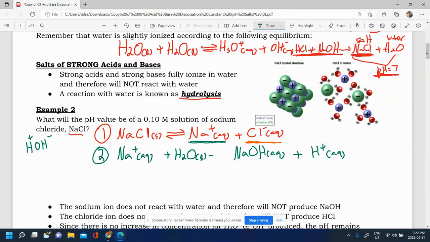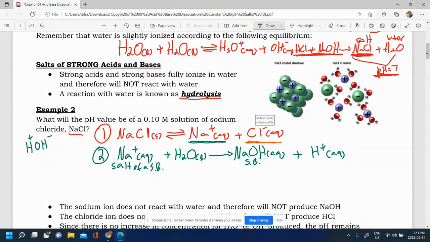Now, we're assuming this reaction happens. But look at this carefully. NaOH is a strong base from your list of bases you had to memorize, or by looking at your table, you see NaOH is not in the weak base list. So what does that mean? It means that Na plus is the salt of a strong base.